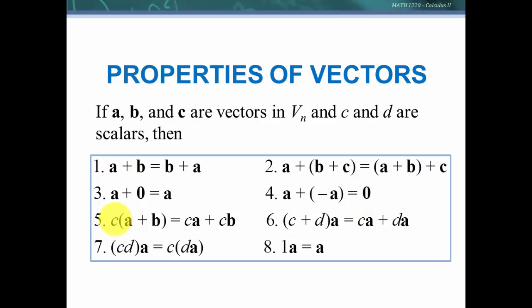This one says that if you have a scalar, it distributes to the vectors, and also, if you have 2 scalars, it will distribute as well. And this one says it is associative with multiplication of scalars, and this one says if you multiply by the scalar 1, you will get the vector back again. So they're all fairly obvious. Let's look at the first 2 and see those geometrically.